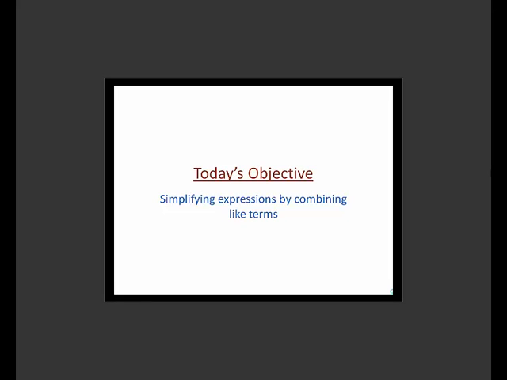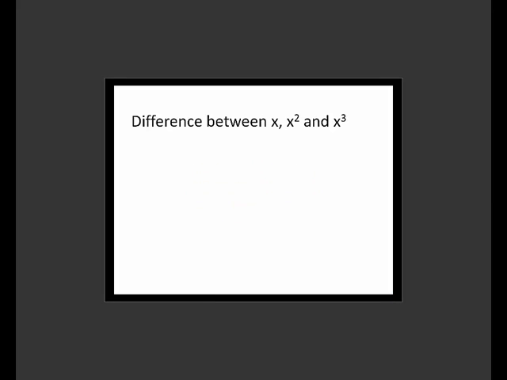Today's objective, simplifying expressions by combining like terms. Let's begin. Let's take a look first at the difference between x to the second power, and x to the third power. Now this is an unknown length at this point. We don't have a ruler to measure it, so we're going to label this length x. So when you think of x, think of an unknown length.